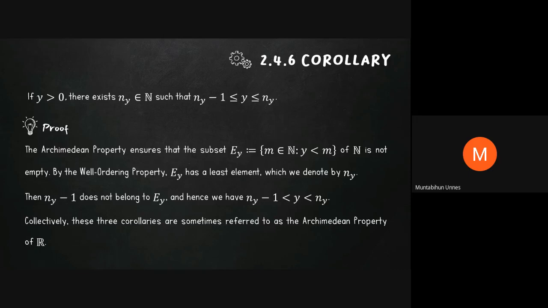Collectively, these three corollaries, 2.4.4 up to 2.4.6, are sometimes referred to as the Archimedean property of R.